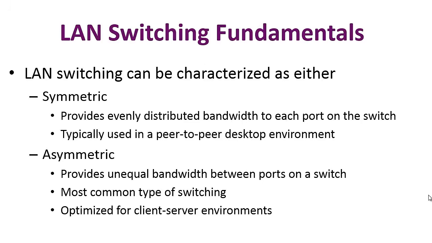Now, LAN switching can be characterized as either symmetric or asymmetric. Now, symmetric switching provides evenly distributed bandwidth to each port on the switch. And this is typically used in a peer-to-peer desktop environment. Where you see asymmetric switching is when we're talking about endpoints communicating with bandwidth-intensive services such as servers. So this provides unequal bandwidth between ports on a switch. And this is actually the most common type of switching, and it's optimized for client-server environments. You may have a server that demands a 10 gigabit port, where many of your clients obviously don't need that much speed and may only have a 1 gigabit port, or if you have an older switch, a 100 megabit port.